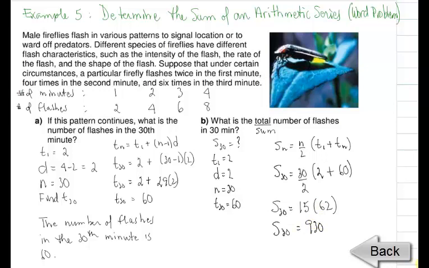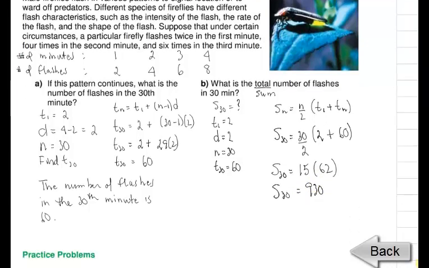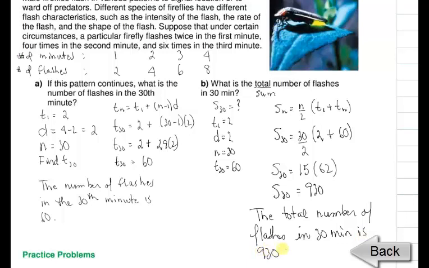Okay, so that's a very busy firefly. All right, so the total number of flashes in 30 minutes is 930. Okay, and that concludes section 1.2.